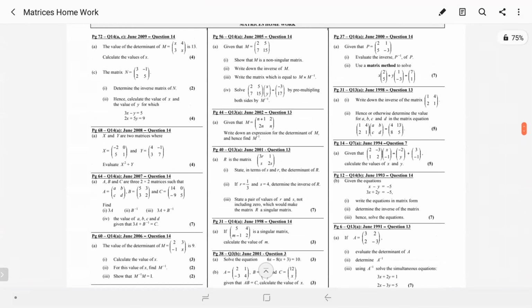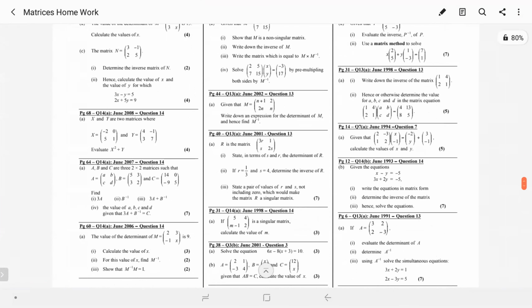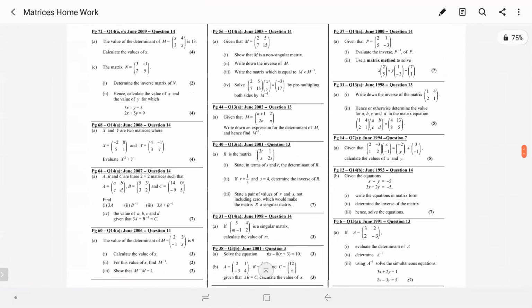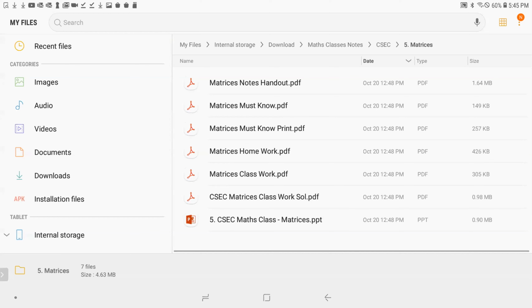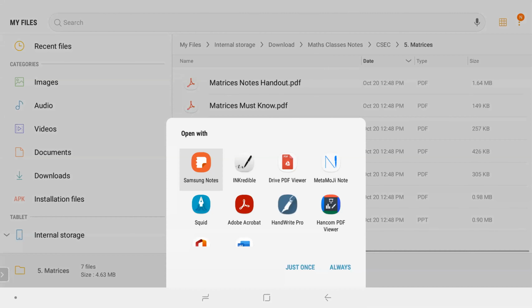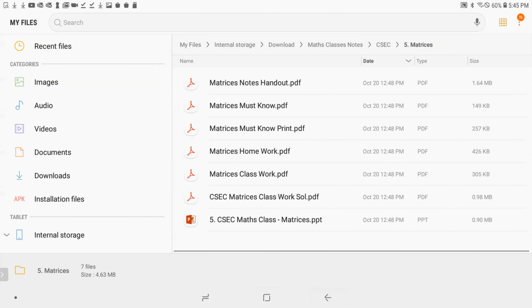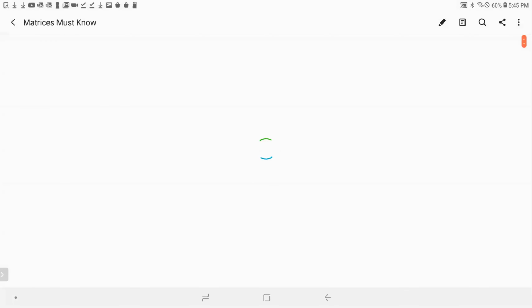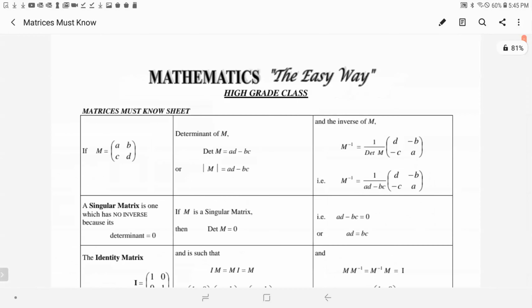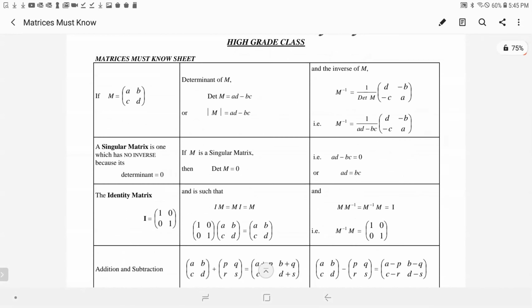It's in your handout. See there, matrices homework. That's 1 page of questions. Remember to study the must know items. Study these matrices must know items, everybody. Very important. They're all in your handout. If you study all of these things, then you won't have a problem with matrices. These are the things that you need to know.